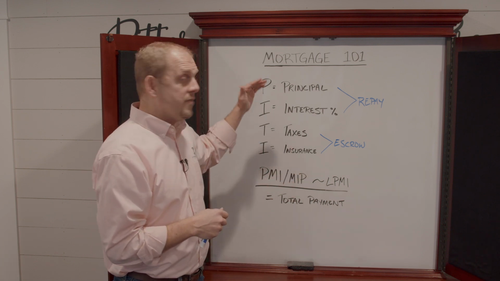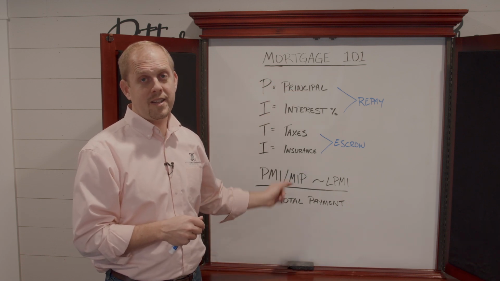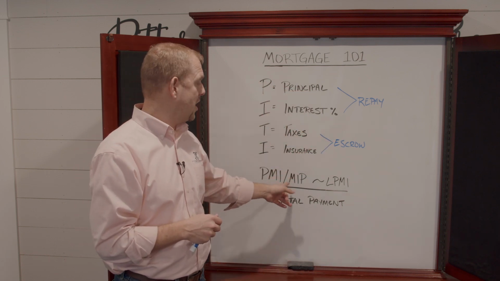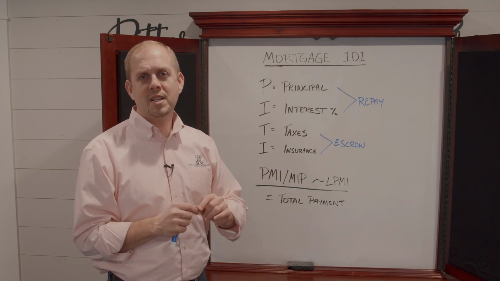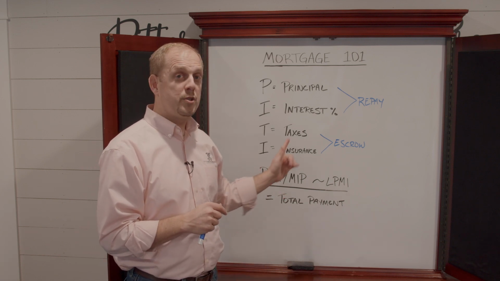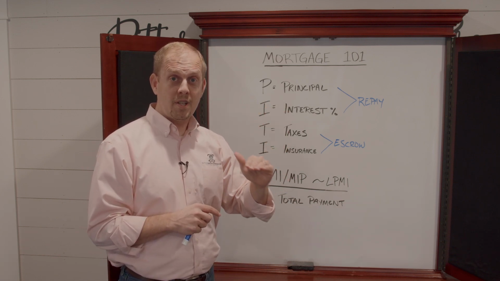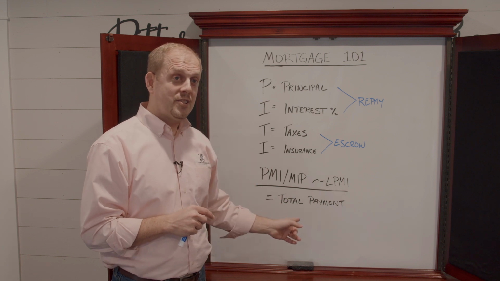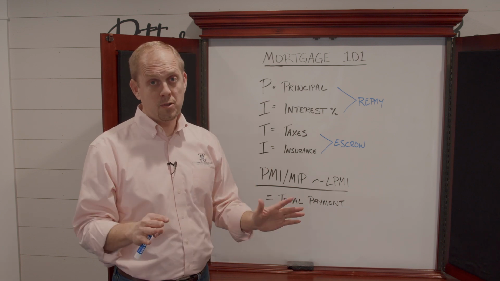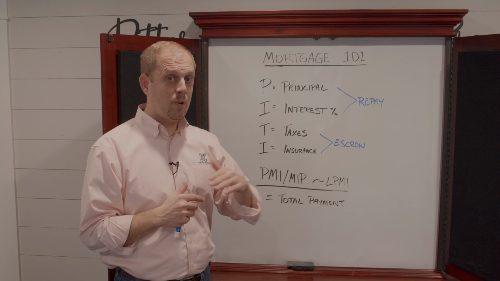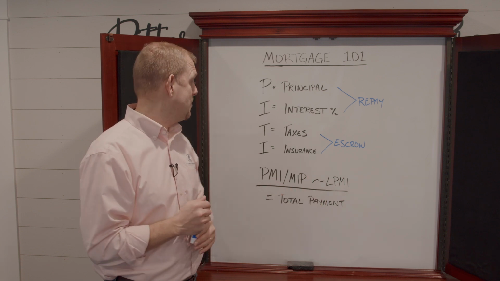Well, if you have a conventional loan, you're going to have PMI. If you have an FHA loan, that's called MIP. One thing that I may not have made clear earlier is on a conventional loan, your PMI will go away after you've reached that 20% down threshold. On an FHA loan, in most cases, it never goes away. So you're going to have that all the way until you pay that loan off entirely.